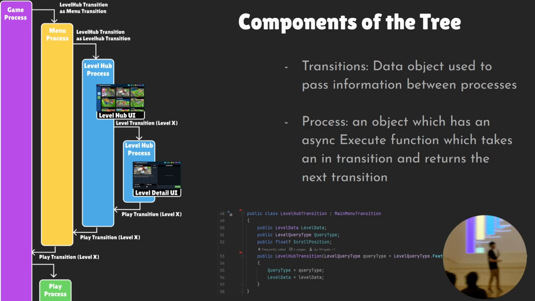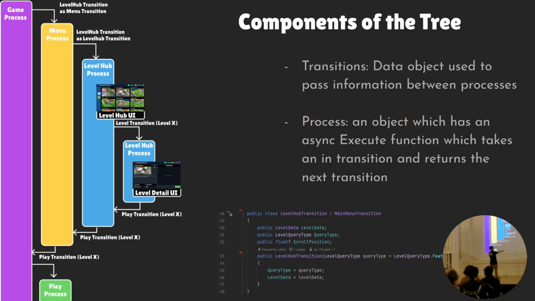The way that this works is we've got two parts. We've got transitions and processes. Transitions are used to feed data into processes, and they're also used to identify which process we need to run. And a process itself is just an asynchronous function which takes a transition in and returns the transition of where we're going to go next. So how this looks in game, this is down here what a transition looks like.